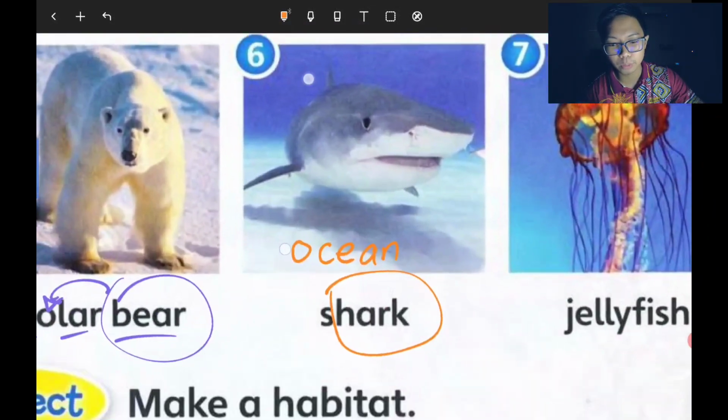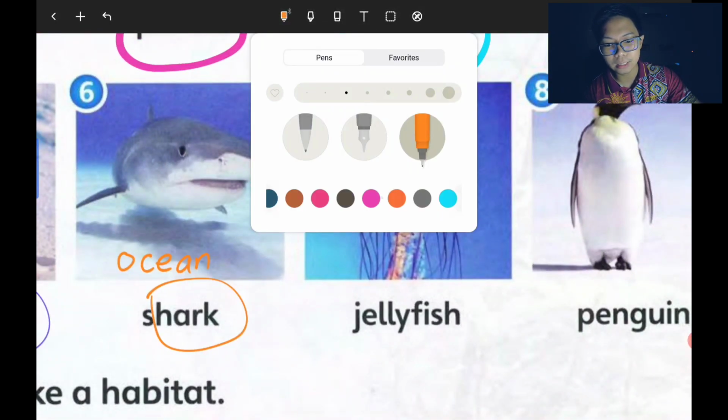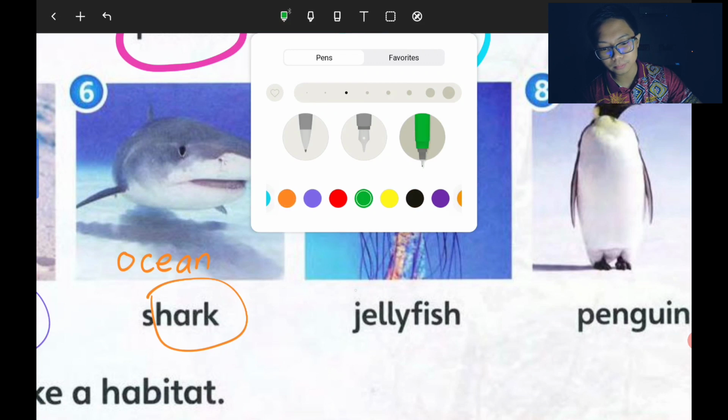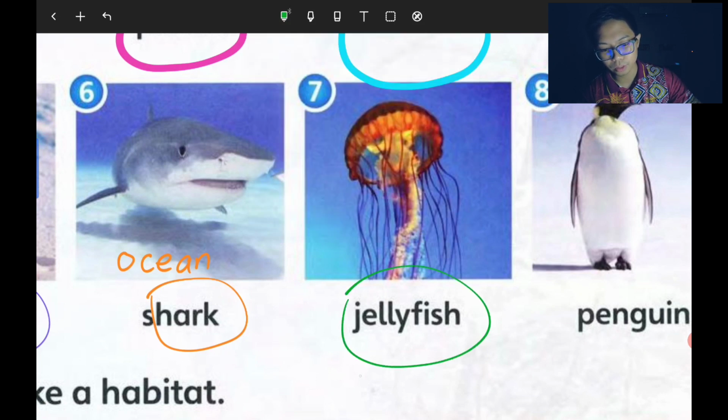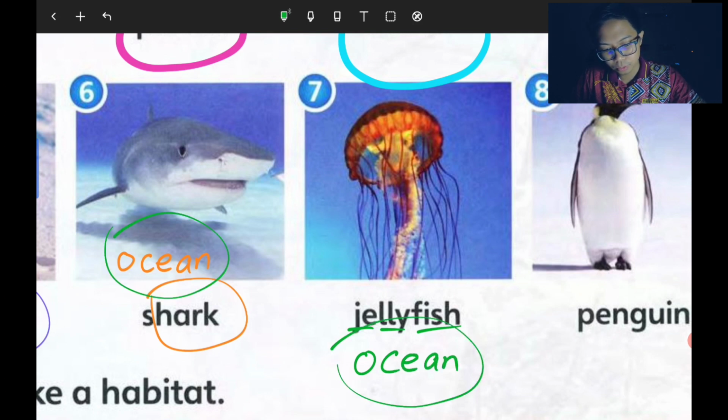If we call this in BM. So next, jellyfish. Jelly. Jellyfish. Where can you find jellyfish? You find jellyfish in the ocean. Sama. Ocean.